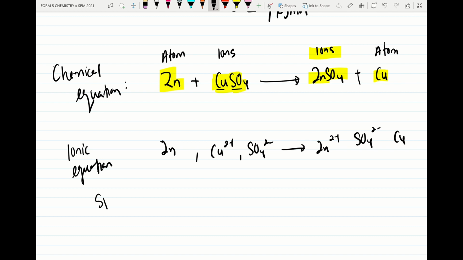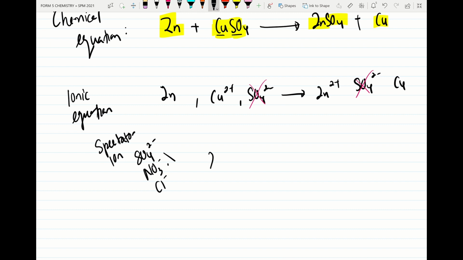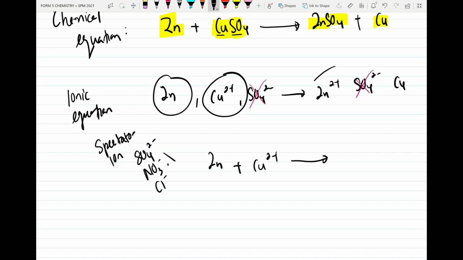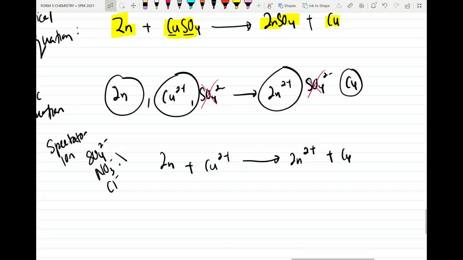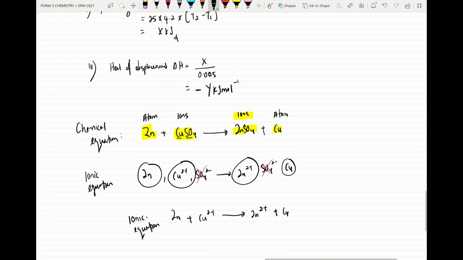Please remove the spectator ions. Spectator ions like sulfate ion, nitrate ion, chloride ion should all be removed. So I remove the sulfate ion. Here we get zinc plus copper(II) ion, arrow, zinc 2 positive plus copper. So this is the ionic equation that students should write in the exam. Please remember all these questions.